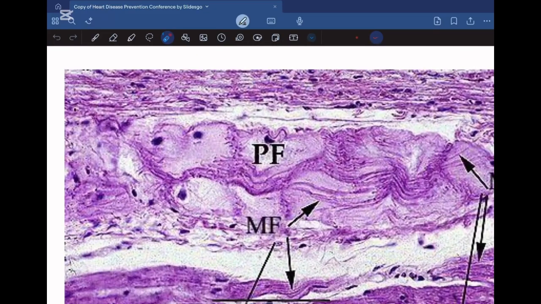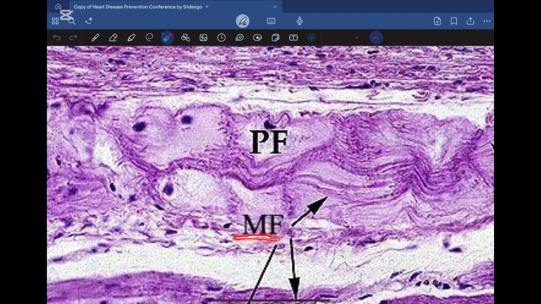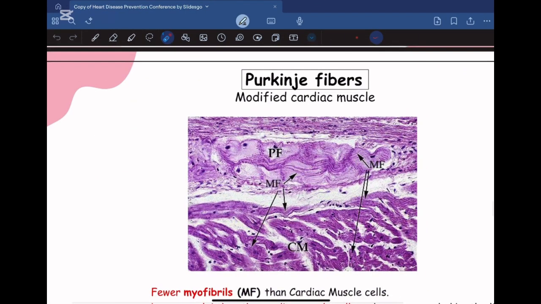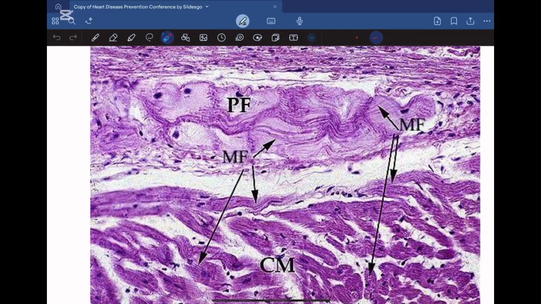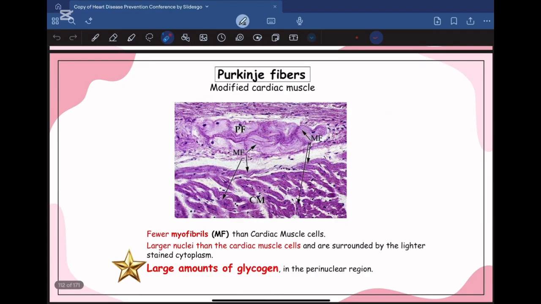In the Purkinje fibers, as we can see here, the cytoplasm is first of all very big compared to the muscle fibers, so they are very huge, and the nuclei are prominent, and the cytoplasm is a little bit pale from the center. And very, very important to know that they have large amounts of glycogen in the perinuclear region, okay. So remember, link Purkinje fibers with large amounts of glycogen in perinuclear regions.